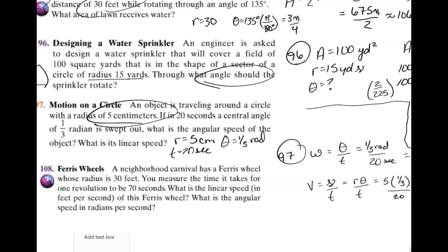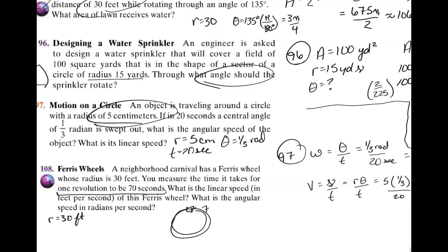Okay, let's look at the Ferris wheel problem. You may want to take a minute, pause the video, and come back and check it. So let's talk about what we know. We know the radius is 30 feet. Now, we've got to figure out what it means for one revolution to be 70 seconds. So think about a Ferris wheel that has all these different seats on it. That means one revolution, let's say you're at the very top of the Ferris wheel. In 70 seconds, you'll go from the top all the way around back to the top again. So here's your seat. You're going to go all the way around back to the top again in 70 seconds.